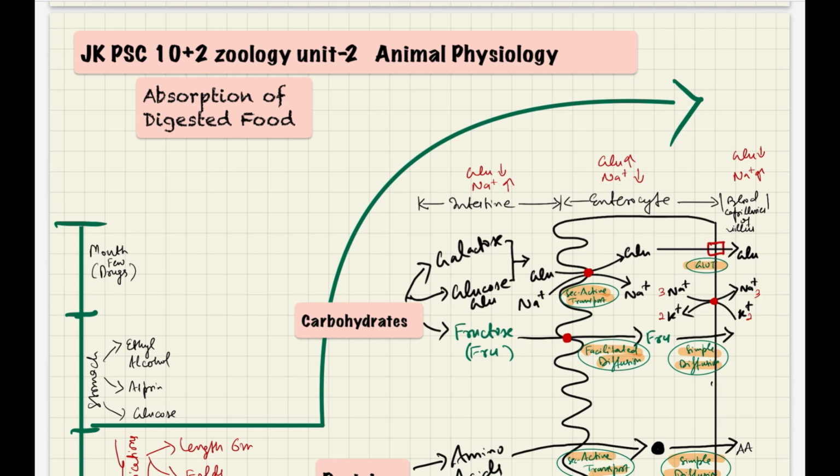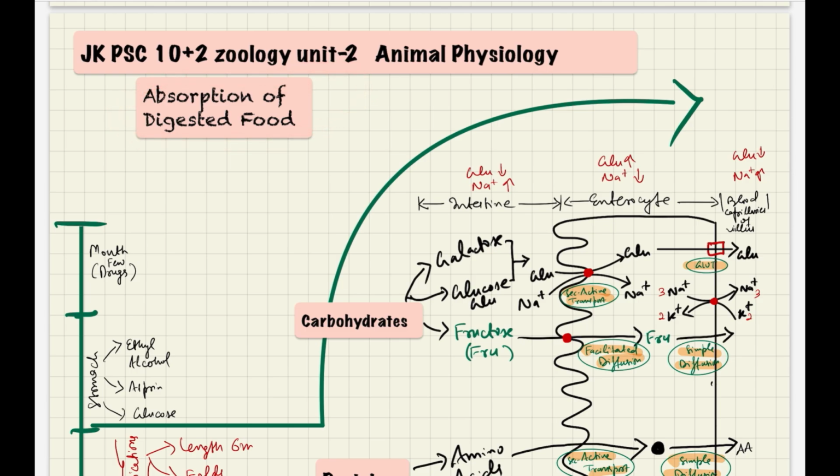From today, we will be mixing the various topics from different chapters together so that we can expedite the completion of this series of important topics. So we will be taking important topics of different units together. Today, our topic is from unit 2 of animal physiology, and this topic is absorption of digested food.